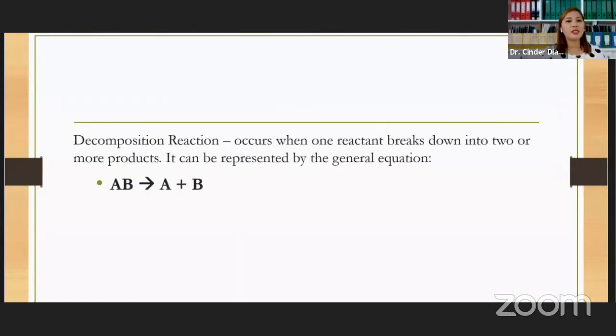The second type is what we call decomposition reaction. It's the total opposite of the first reaction. It occurs when one reactant breaks down into 2 or more products. So it can be represented by the general equation: AB gives you a product of A plus B. So you have here silver chloride. That is a compound, AgCl. So the product will be silver plus chloride.